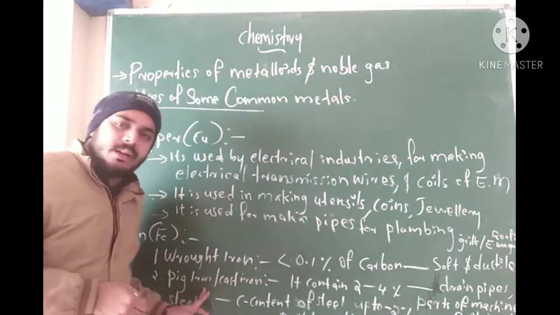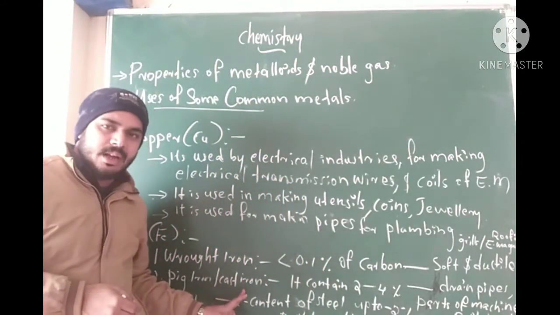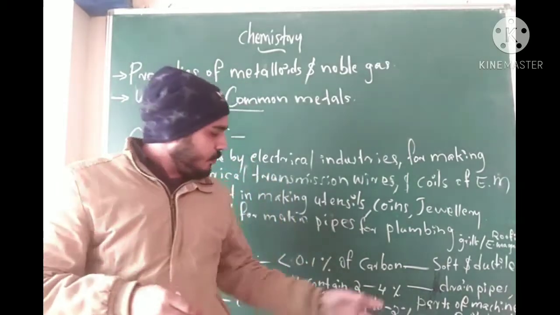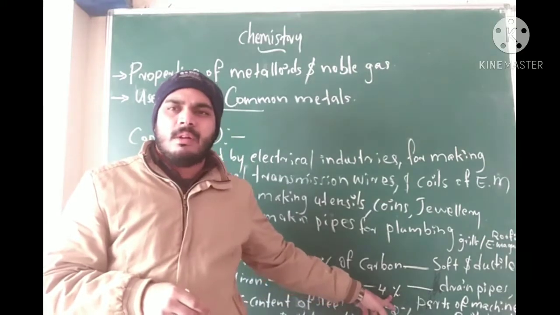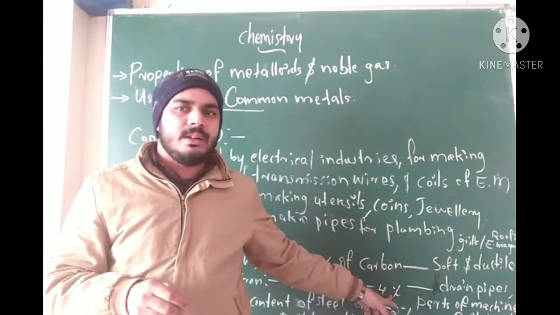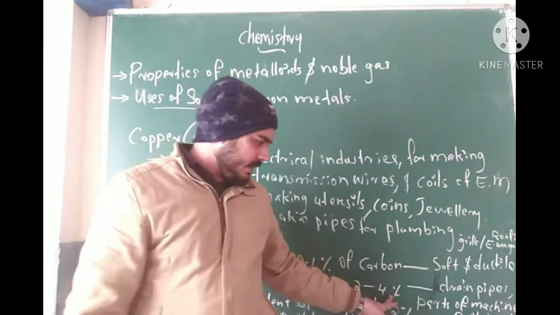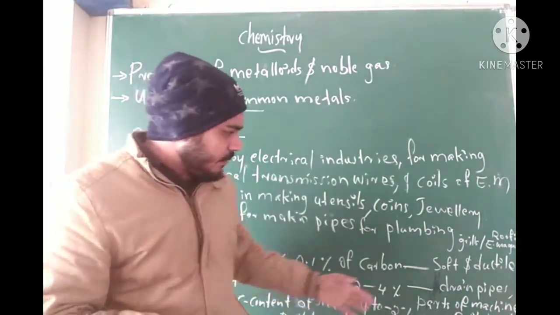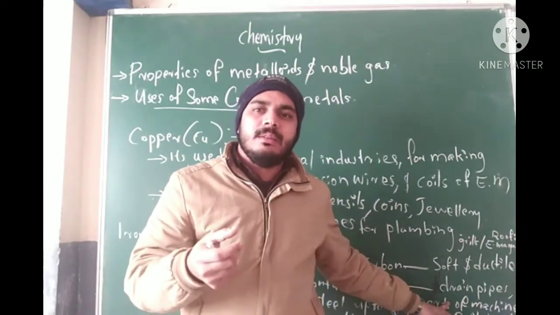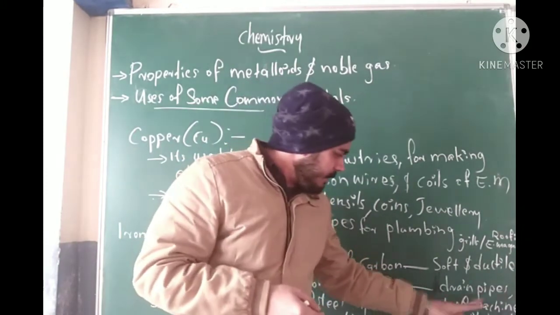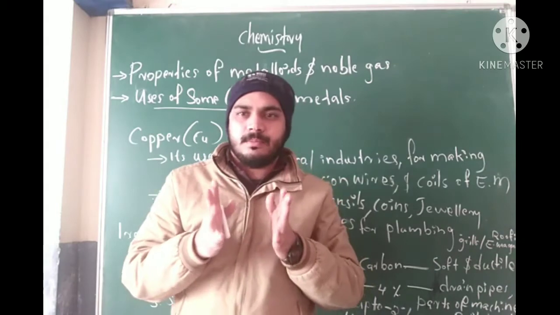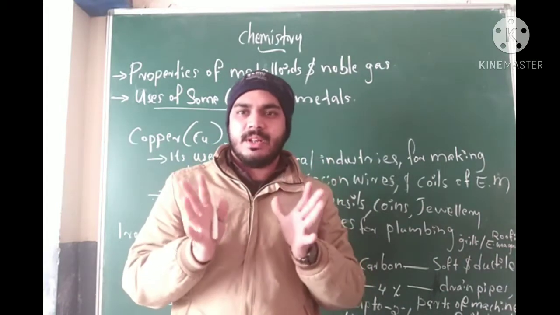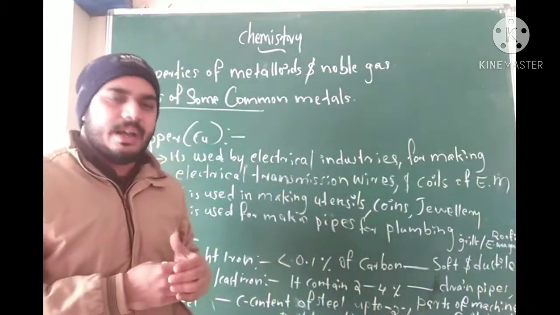Next one, pig iron or cast iron. It contains 2 to 4% carbon. What is the percentage of carbon in cast iron? 2 to 4%. What is the function of cast iron? It is used for drain pipes and parts of machinery. Some parts of machinery are also made of cast iron.